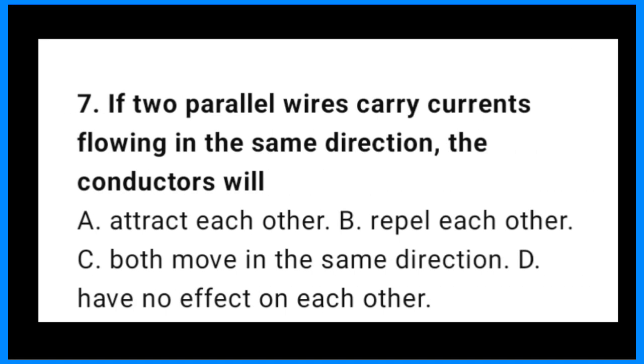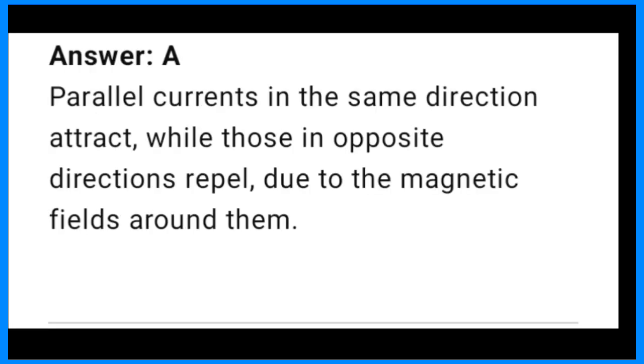7. If 2 parallel wires carry currents flowing in the same direction, the conductors will A. Attract each other, B. Repel each other, C. Both move in the same direction, D. Have no effect on each other. Answer A. Parallel currents in the same direction attract, while those in opposite directions repel, due to the magnetic fields around them.